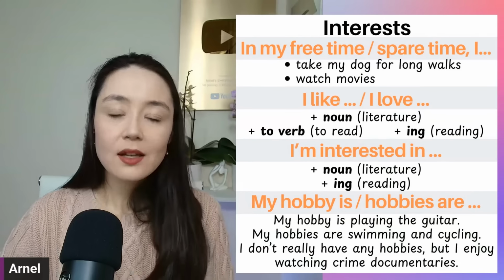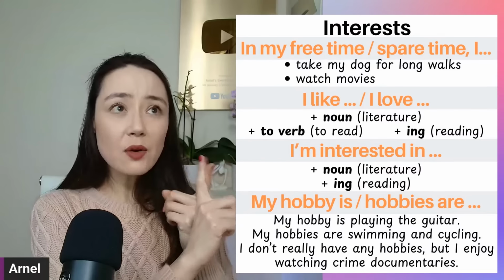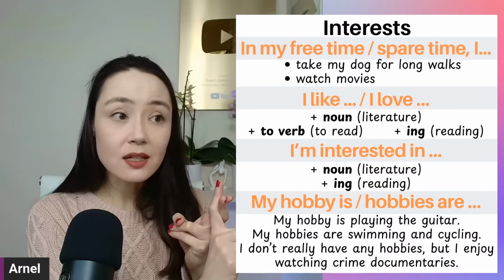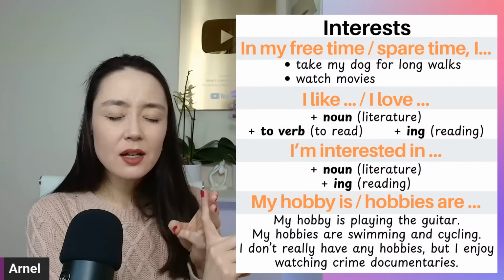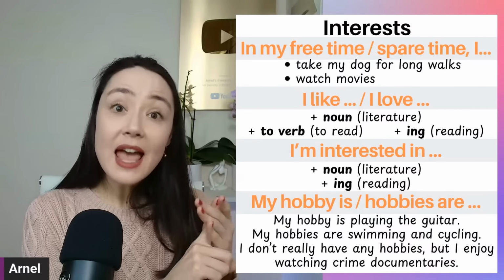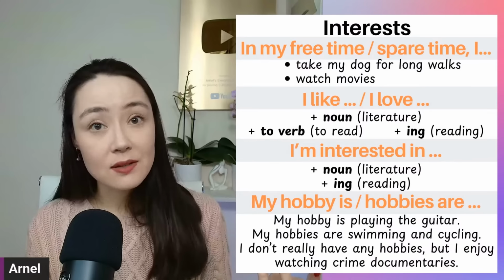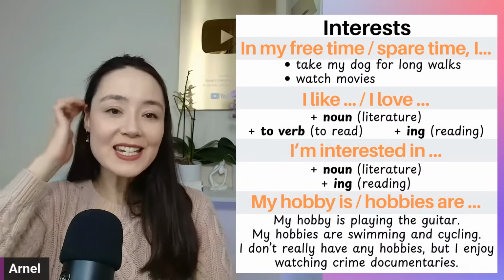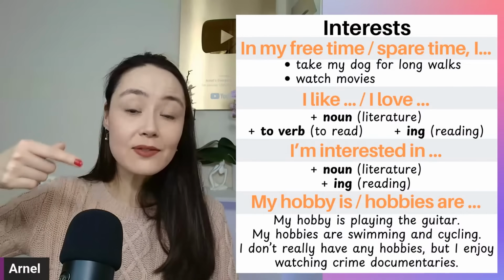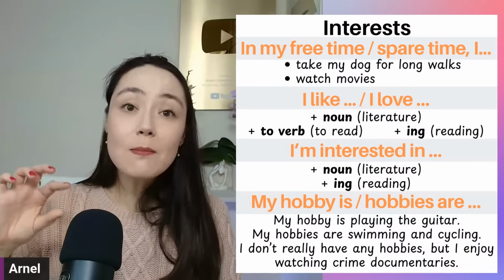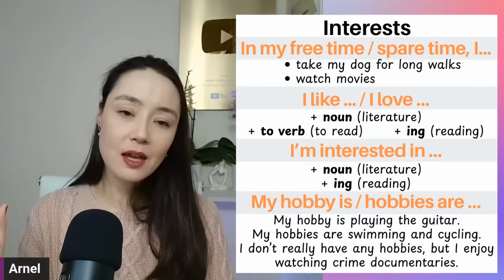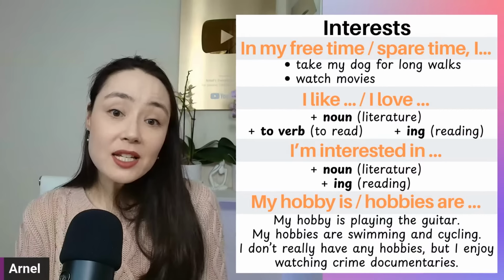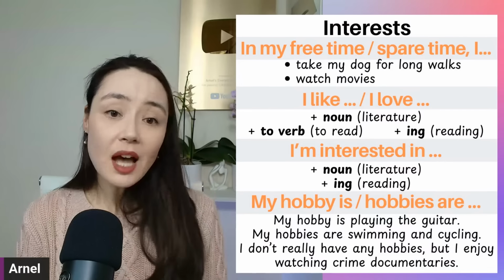Okay, so we spoke about our names, nationalities, studies, work. Now, final point, interests. Interests are things you like, and there's lots of ways we can speak about our interests. In my free time, or in my spare time. Same thing. In my spare time, I take my dog for long walks. I watch movies.